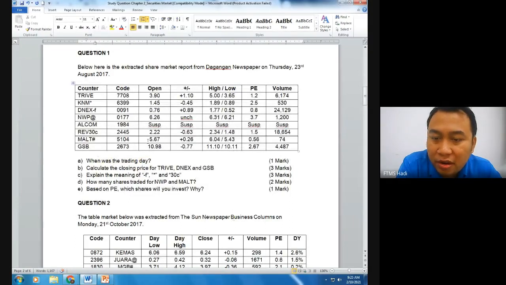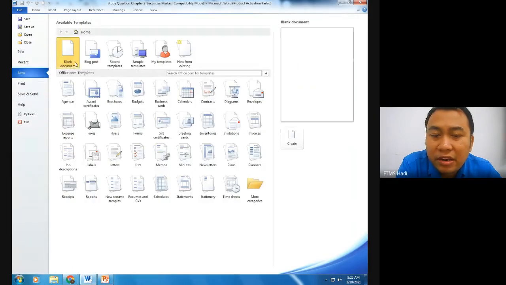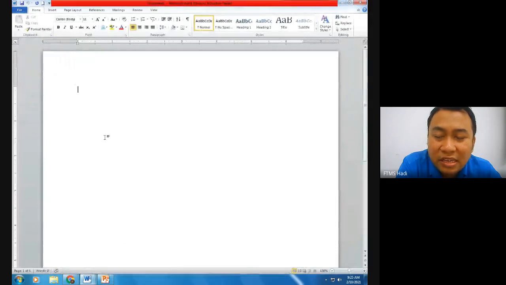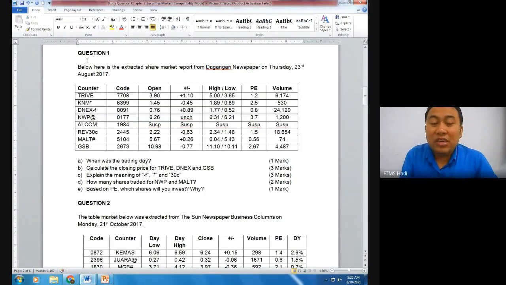Okay, let's have a look at question one. This is a standard question that will be asked in the final exam or midterms and so on. Question one: below here is the extracted share market report from Dagangan newspaper on Thursday, 23rd August 2017. So you see, there is an indication that this is the report from newspaper. The rule of newspaper says that they will report yesterday. Usually they report yesterday, so all those things happened yesterday also.